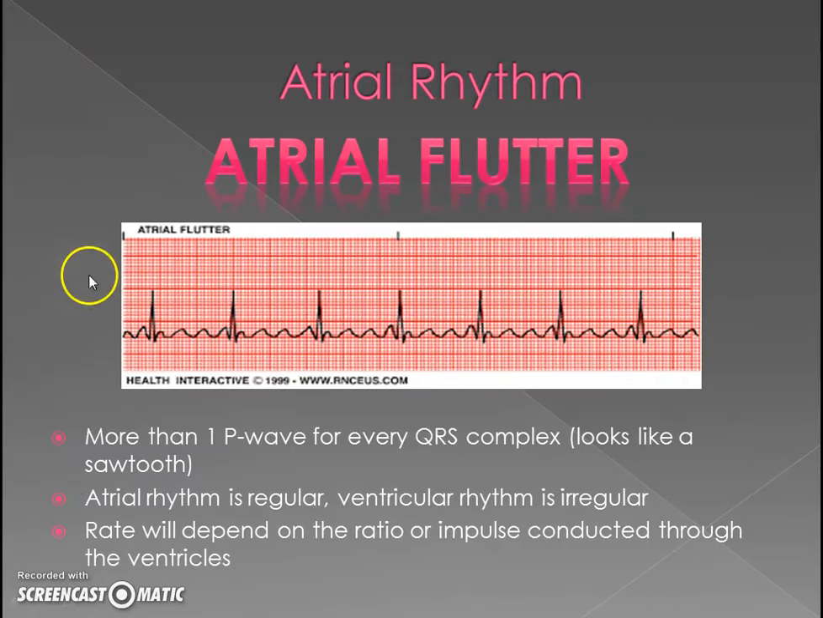Atrial flutter is an atrial rhythm that is what we call regular, and the ventricular rhythm is irregular. The rate will depend on the ratio of impulses conducted through the ventricles. You'll notice a difference from AFib. You'll see spikes on the EKG in AFib, and in flutter, you'll see it just flowing, looks like a bunch of little mountains, as we call it at work. And again, your pulse will not be as high with atrial flutter as it is with AFib.